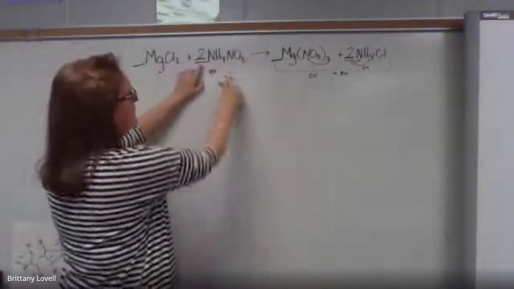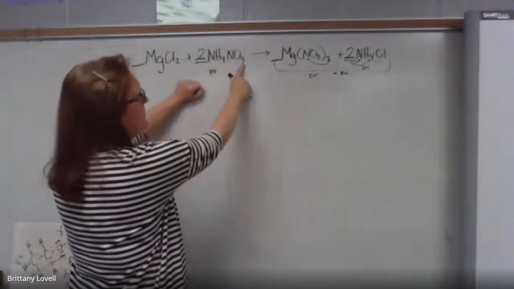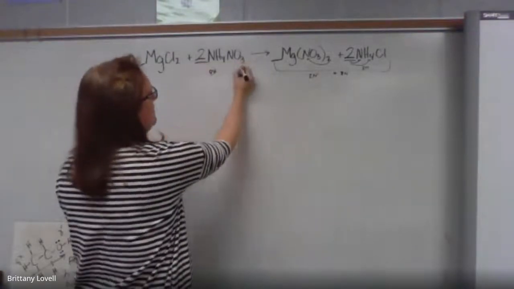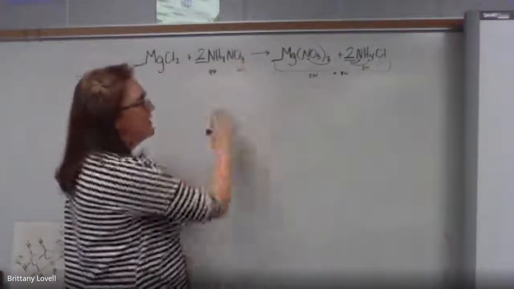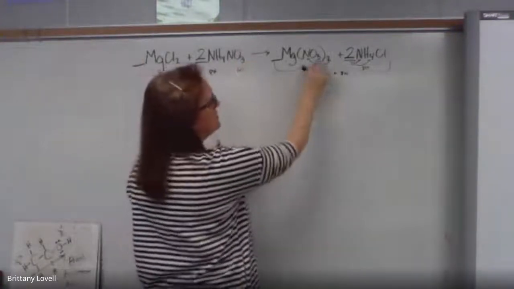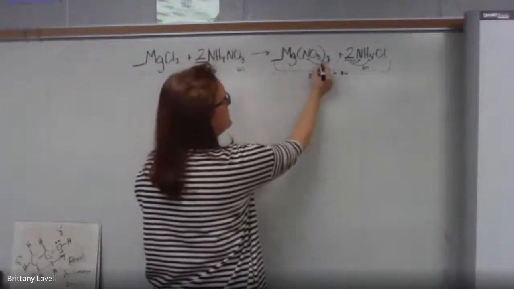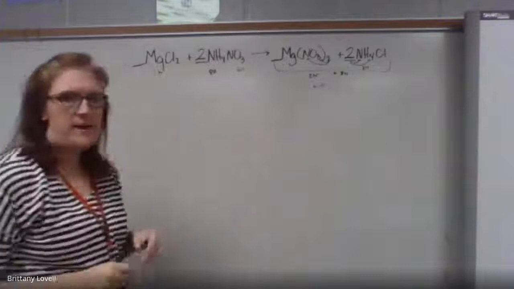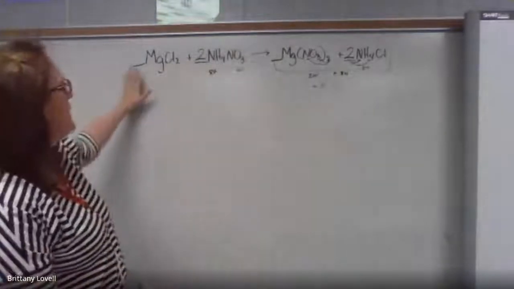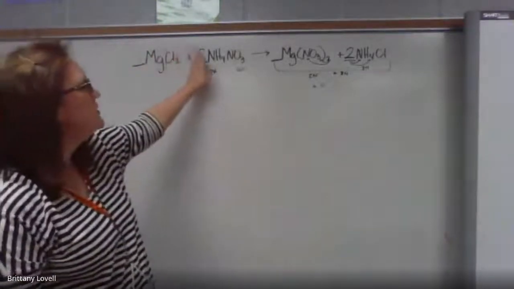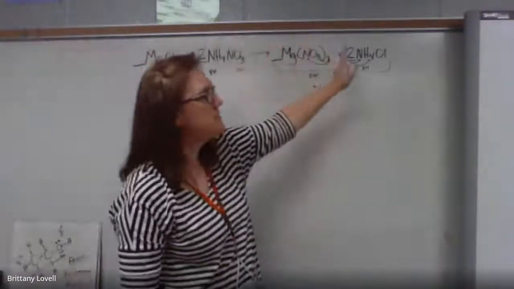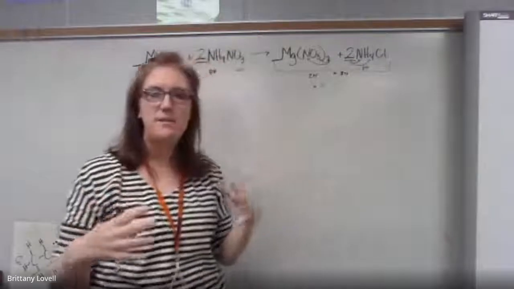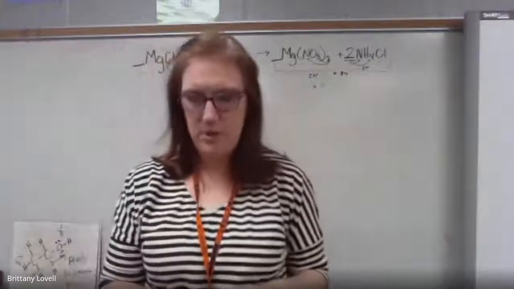Oxygen, you look here, there's a 3 right there. And I have 2 right there. 2 times 3 would be 6 oxygens. And then over here, you look for your oxygens. There's only this right here. So 2 times 3 would be 6 oxygens. All right. So the ratios would be, I have 1 of these, 2 of these, 1 of these to 2 of these. Okay, that would be the correct balanced equation for this particular problem.